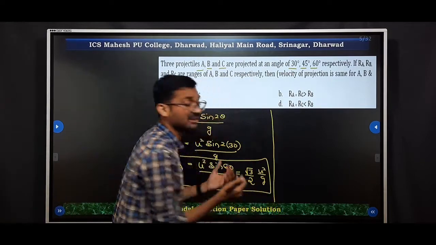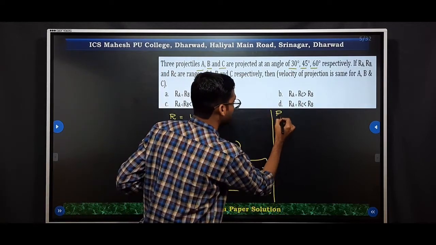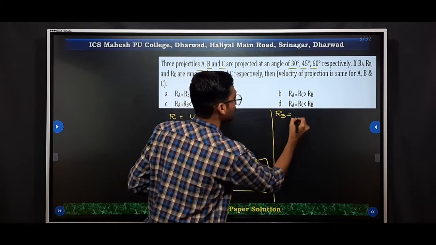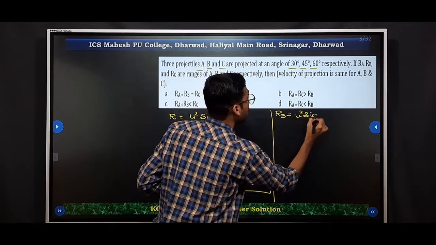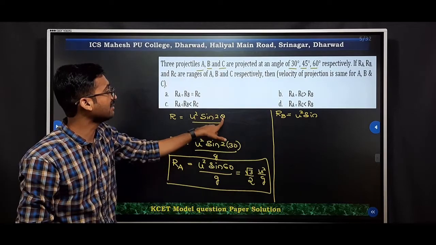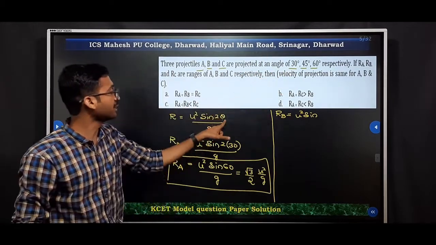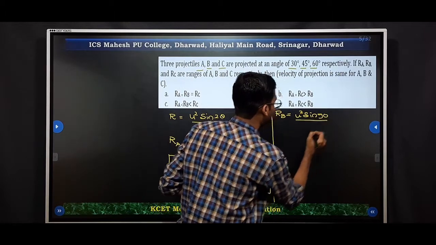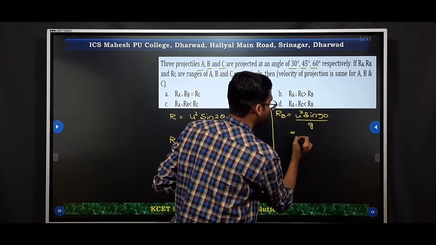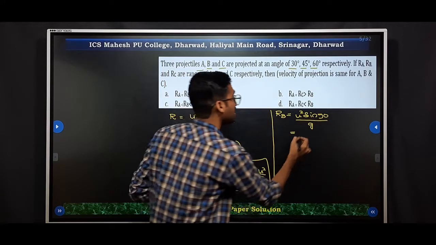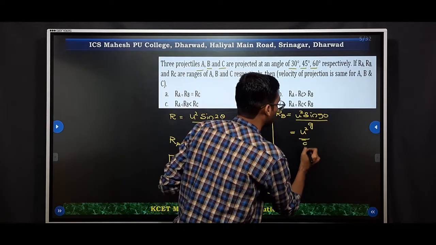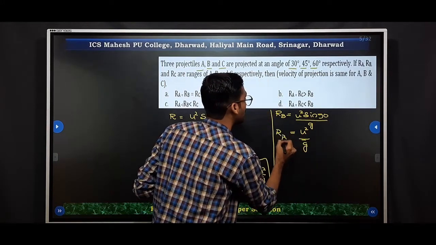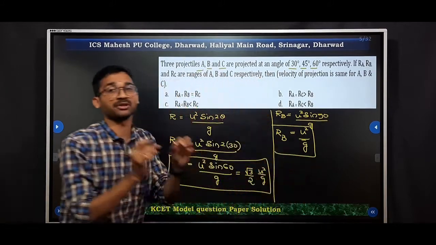I can do it here directly now. RB is equal to u square sine of, for the second one, what is the angle we have? That is 45. 45 into 2 is 90. Therefore, sine 90 whole divided by g. Sine 90 is 1. Therefore, we obtain u square whole divided by g is equal to RB. This is the second projectile now.